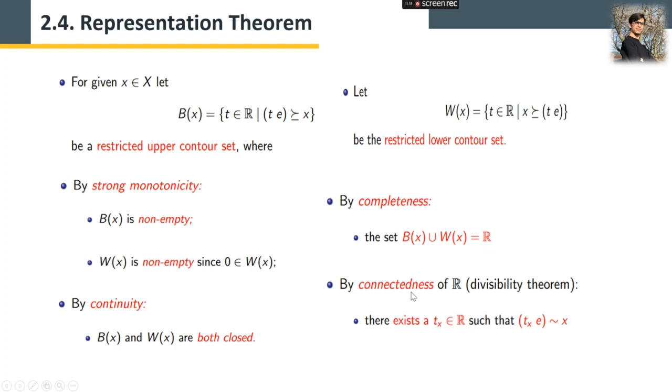And by connectedness of the real numbers, there exists a t(x) in R such that t(x) multiplied by e is indifferent to x. Again, t(x) is some number in the set of real numbers. If we multiply t(x) by e, it becomes a vector, and then we can compare it to another vector, which is x. So this t(x) multiplied by e is indifferent to x.